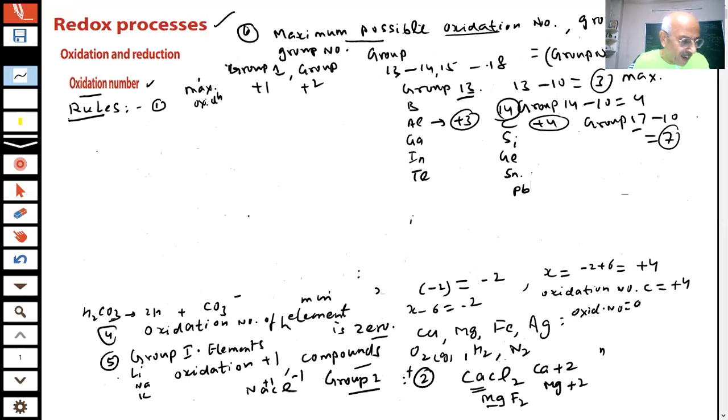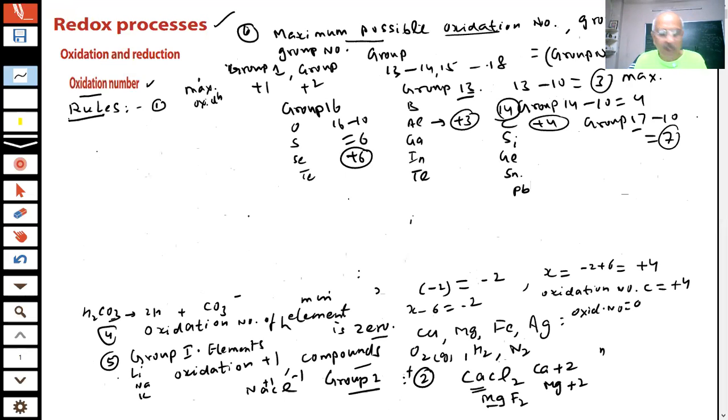Similarly, we can find the oxidation number if I have group 16. Which is group 16? Oxygen, sulfur, selenium. So what is 16 minus 10? 6. So they have a maximum of plus 6 oxidation state.